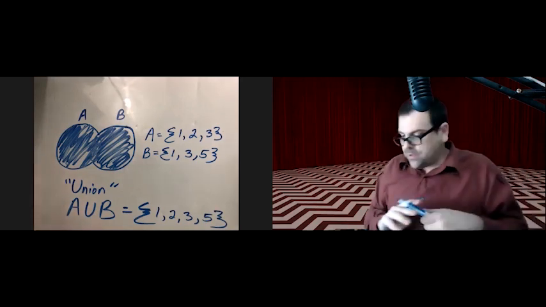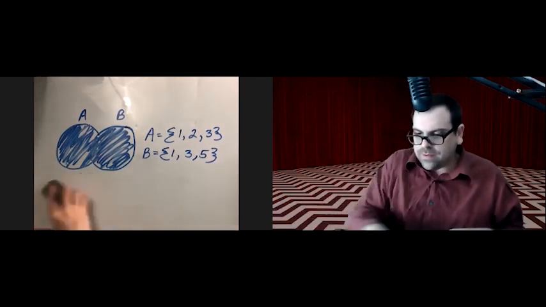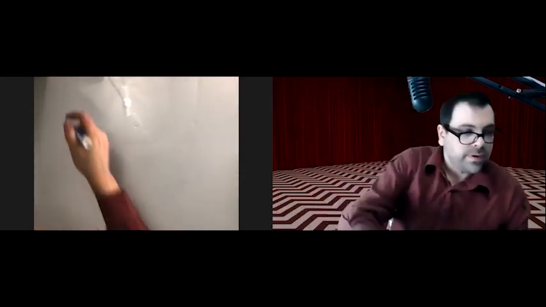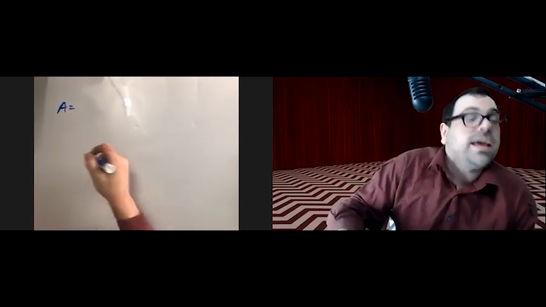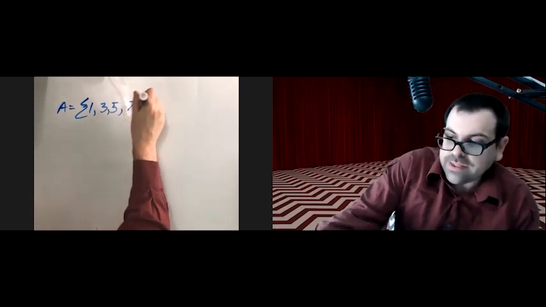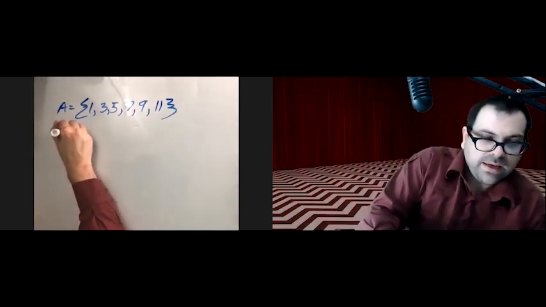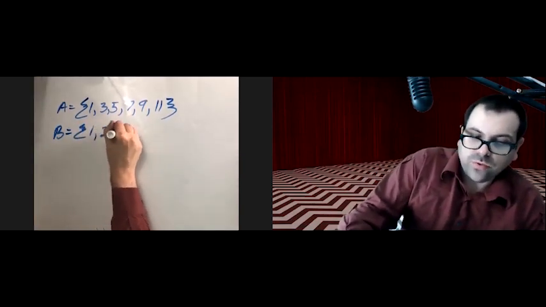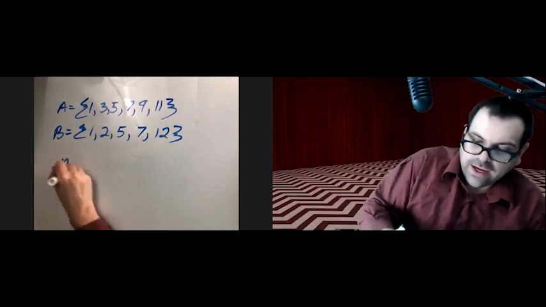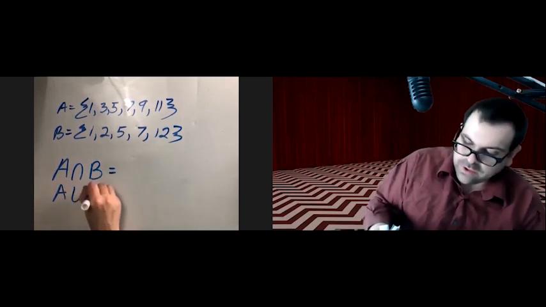So let's take a look at some larger sets. These were just 3 elements apiece. Let's say we have set A: 1, 3, 5, 7, 9, 11. And set B: 1, 2, 5, 7, 12. We're going to look for A intersection B, and we're going to look for A union B.